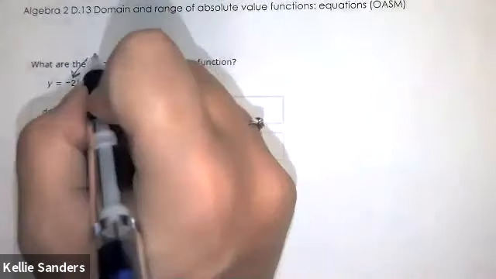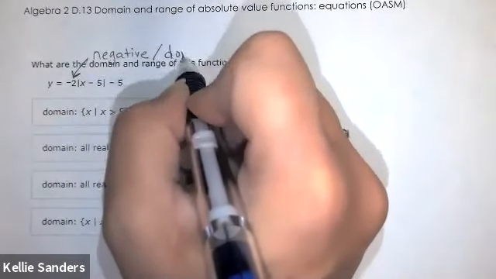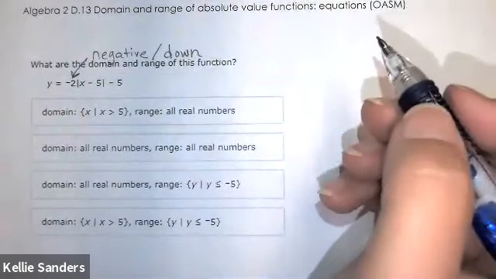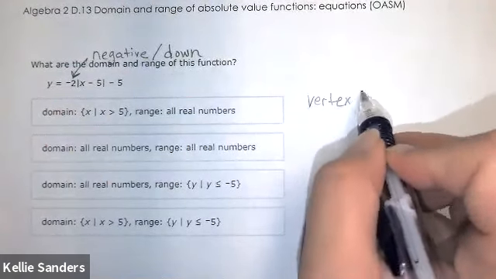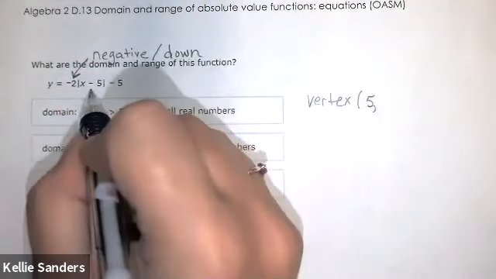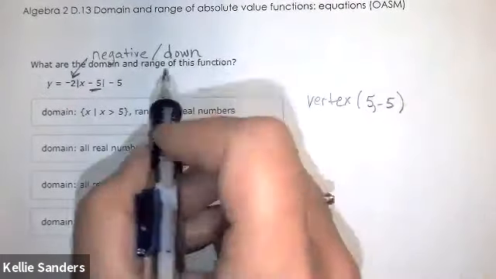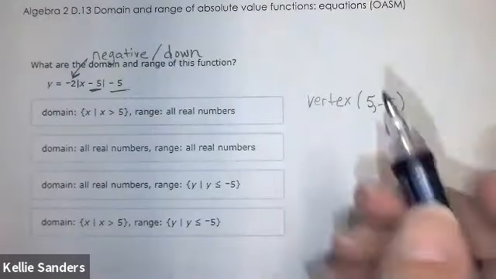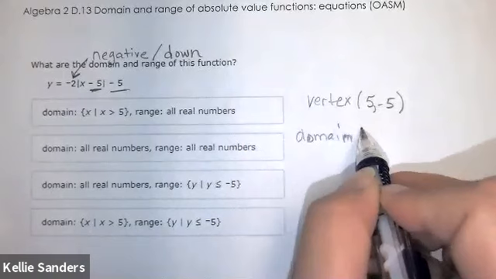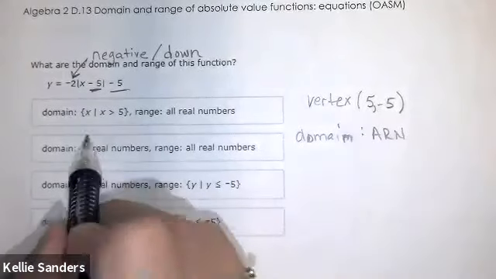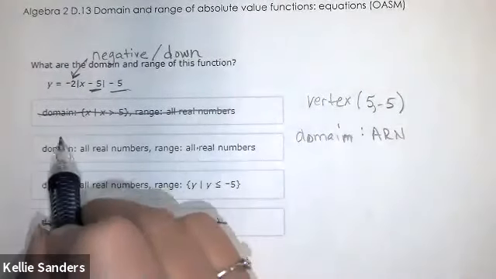That right there is negative. That right there says the V is going to open down. Okay. The vertex is at positive 5 because we take the opposite of this, and negative 5 because that just stays the same. The domain is always all real numbers. The range is never all real numbers.